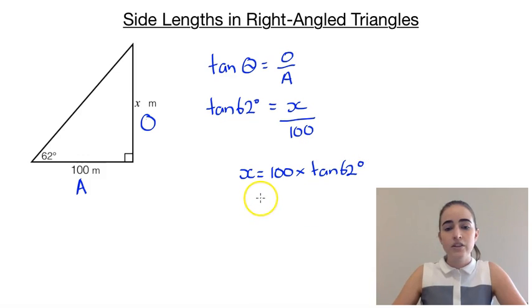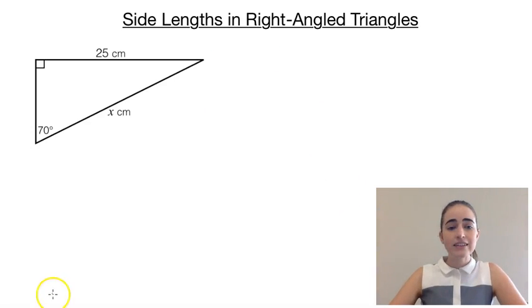And if you pop that in your calculator, often questions should tell you what to round to. In ours, we're just going to round to 2 decimal places. So rounding your answer from your calculator to 2 decimal places, you'll end up with 188.07 meters.